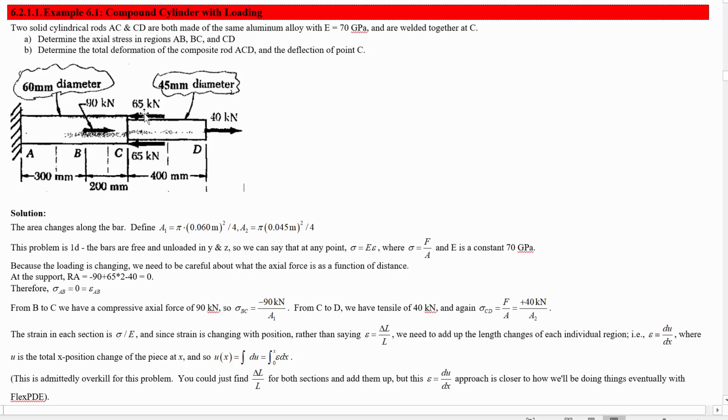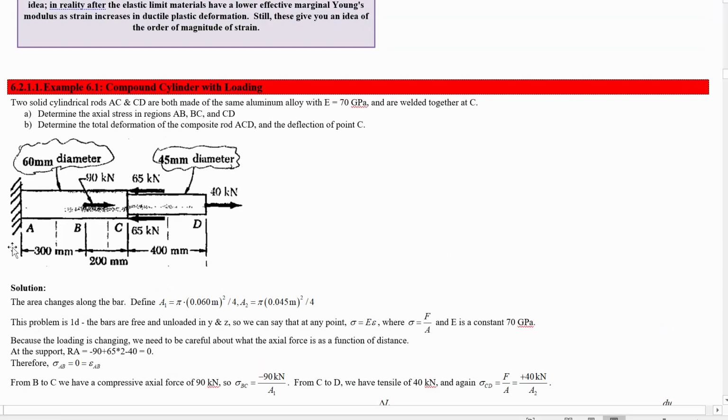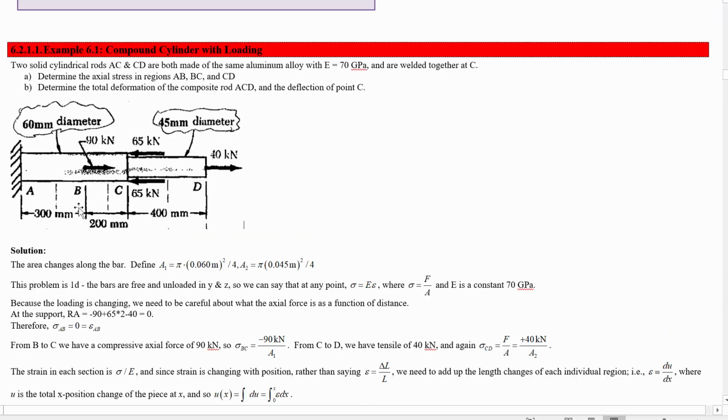Then we have two 65 kilonewton forces to the left on this junction part, and then a 45 millimeter diameter rod here, which has a 40 kilonewton force to the right on this end. Now we have all the lengths of different sections along the bottom, and because of these forces, this segment is going to be in compression, pushed together, and this part here is going to be in tension. It turns out there's no force in here because these forces all end up canceling.